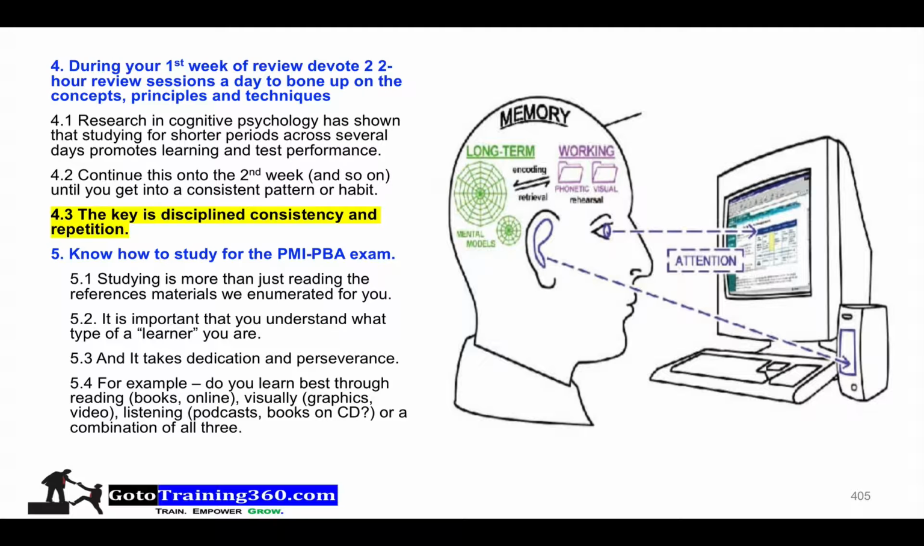Item 5. Know how to study for the PMI-PBA exam. Studying is more than just reading the reference materials we enumerated for you. It is also important that you understand what type of learner you are. It takes dedication and perseverance. For example, do you learn best through reading books, reading online, visually like graphics and video, listening like podcasts, books, or CDs, or a combination of all three?